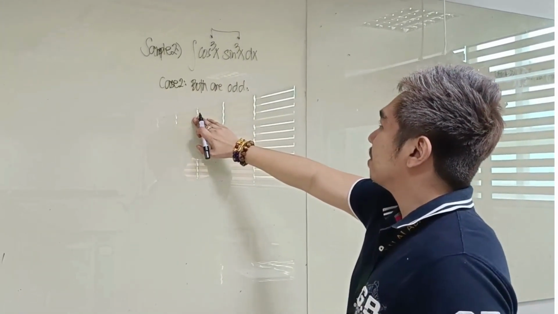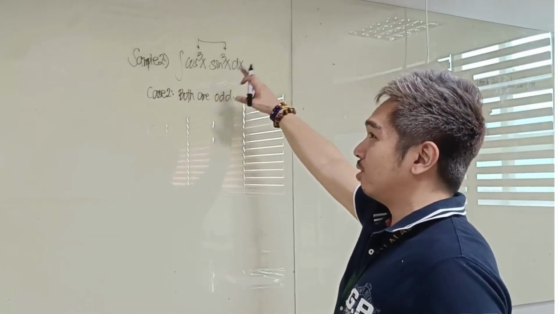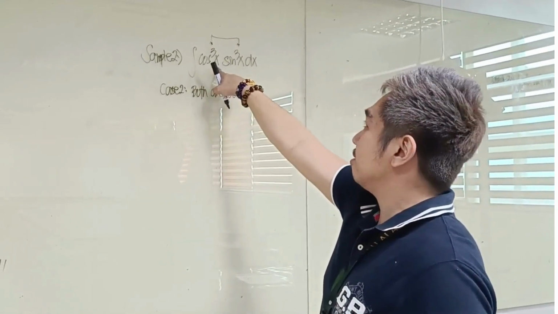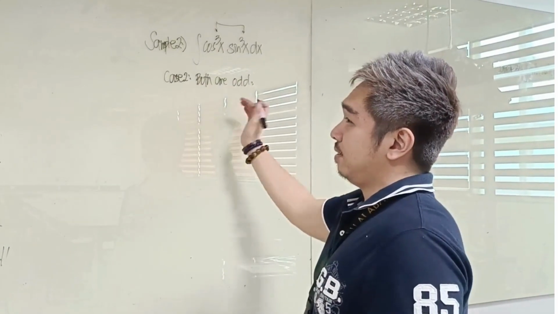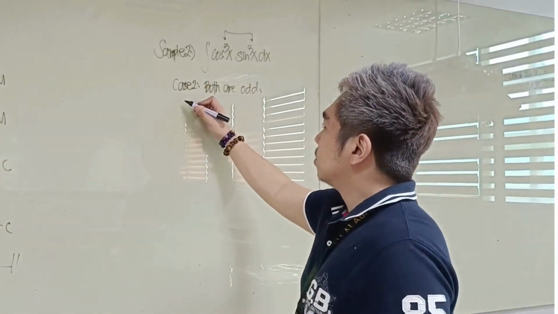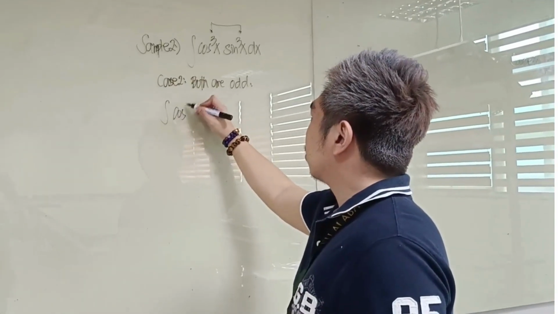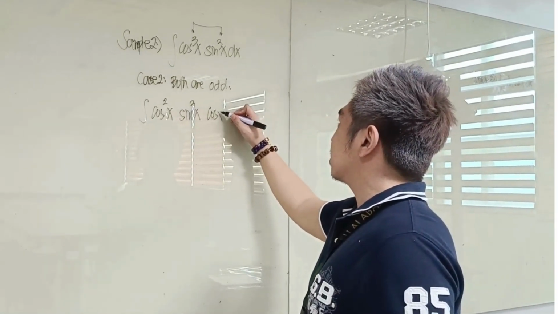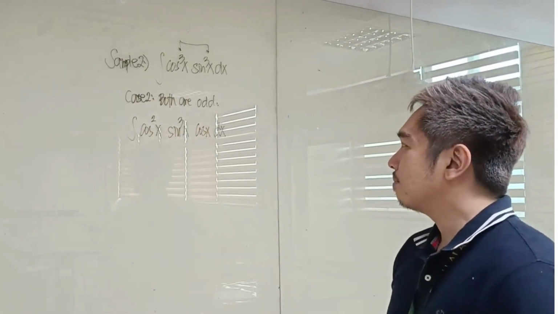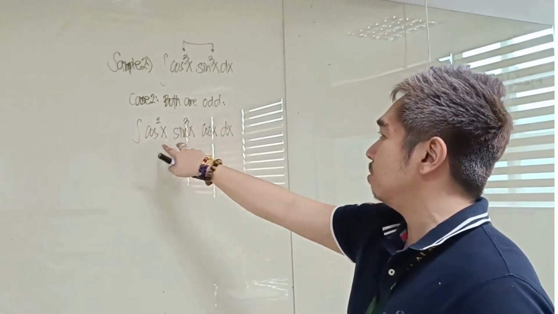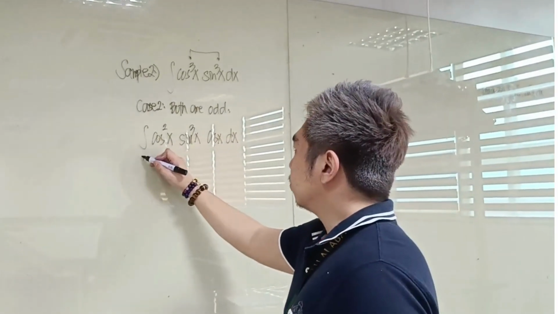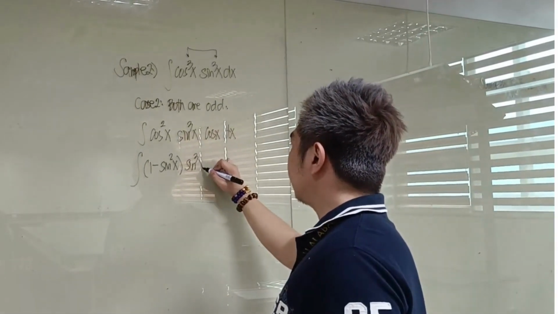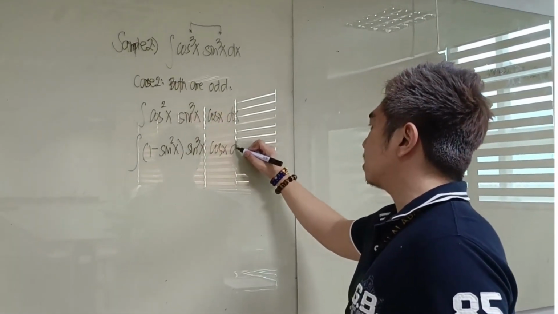Or we can isolate one sine or one cosine depending on the equation. For this case, we just isolate one cosine here and then take the derivative, and then we have the substitution. So we can rewrite this as cosine squared x, sine cubed x, cosine x dx. For that case, we can change cosine squared x to sine. So we have 1 minus sine squared x, sine cubed x, cosine x dx.